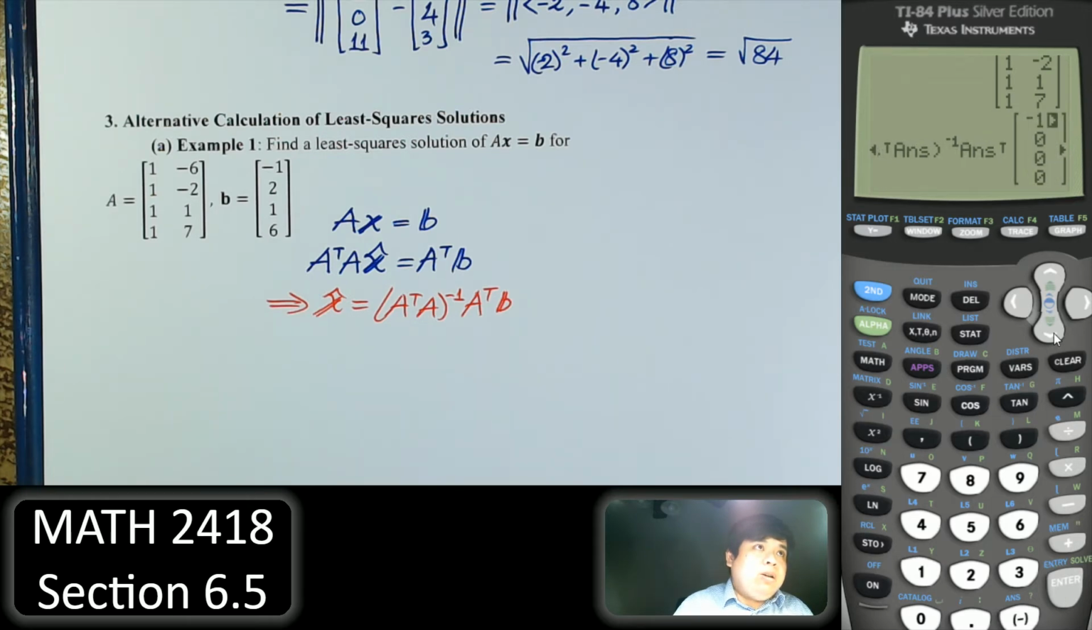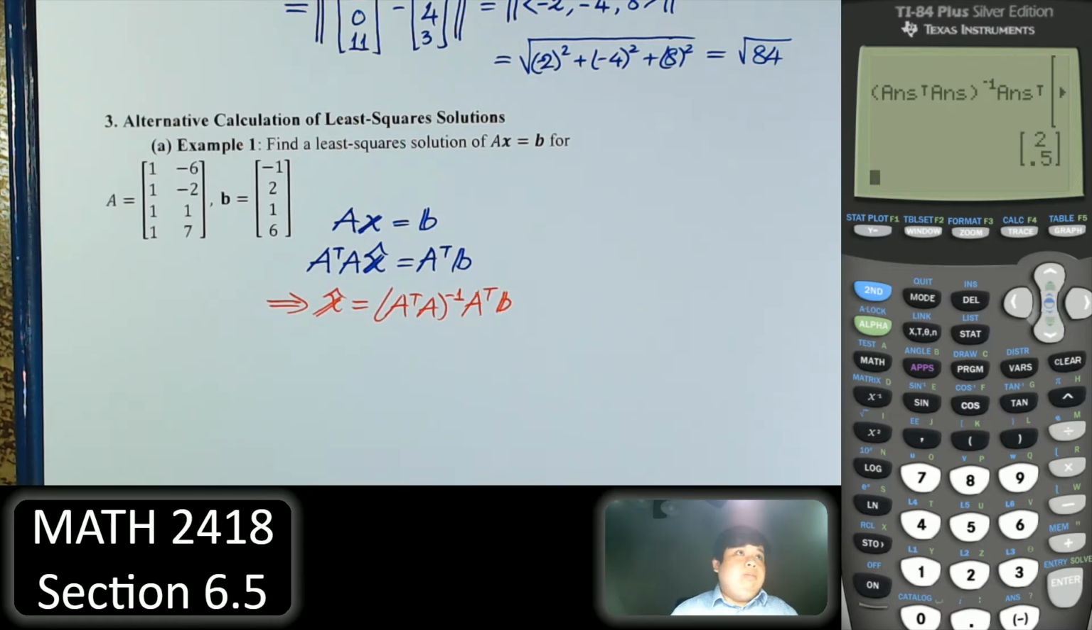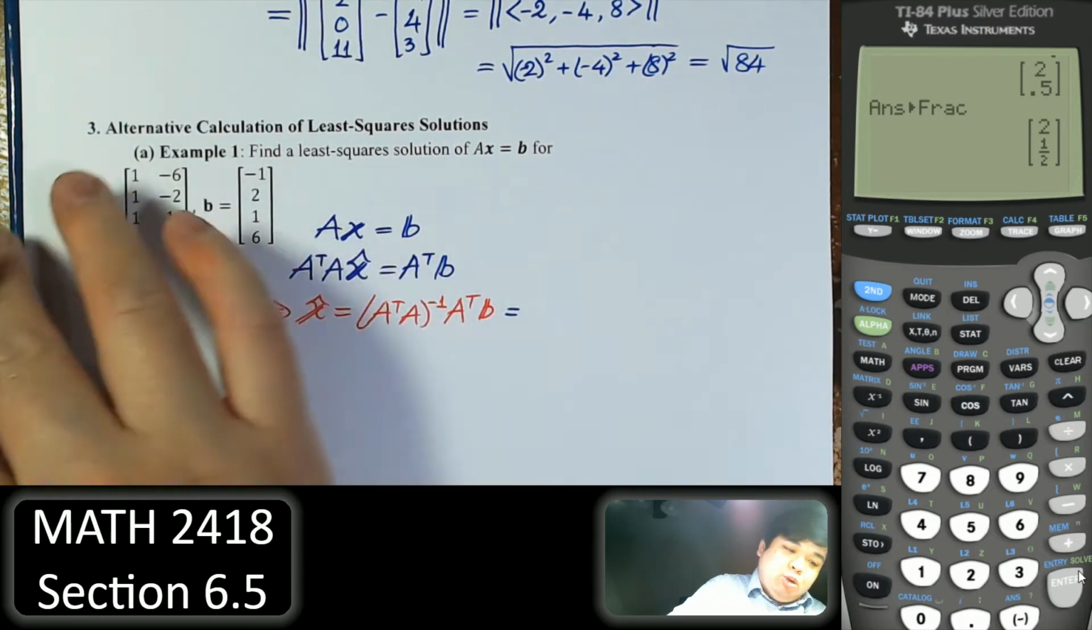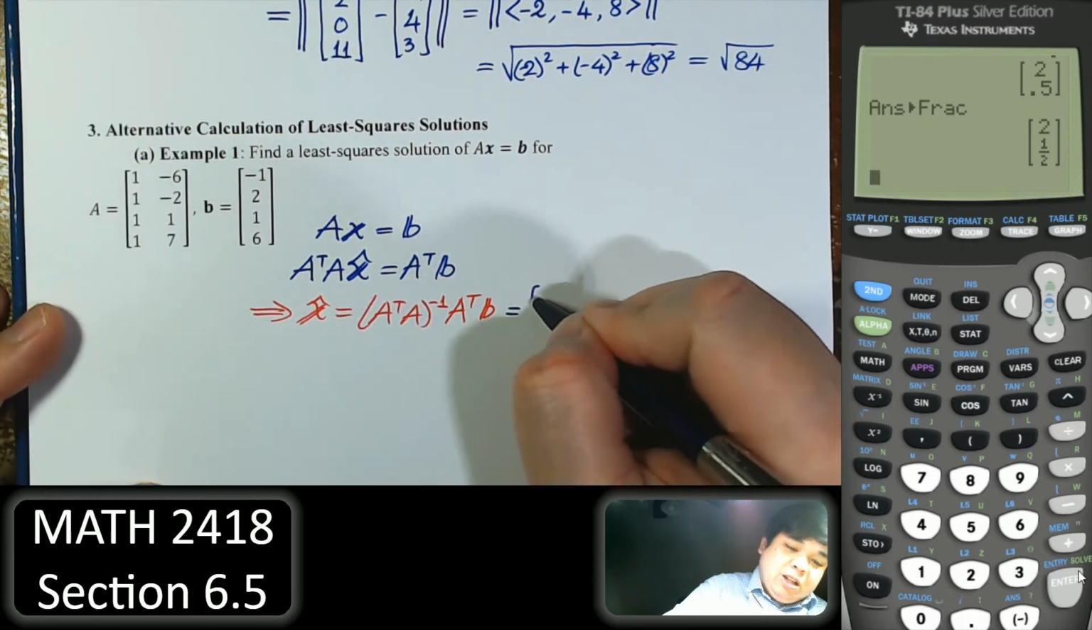Negative 1, 2, 1, and 6. 2 and 1/2. I'm just going to put all of that in the calculator. So that's 2 1/2.